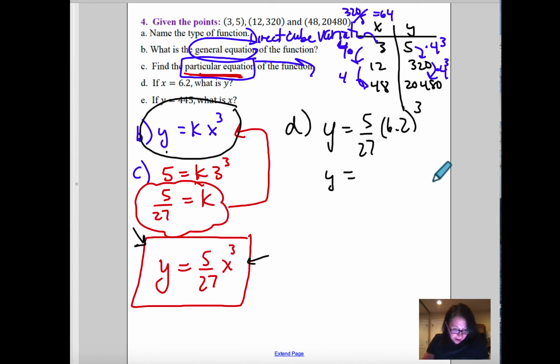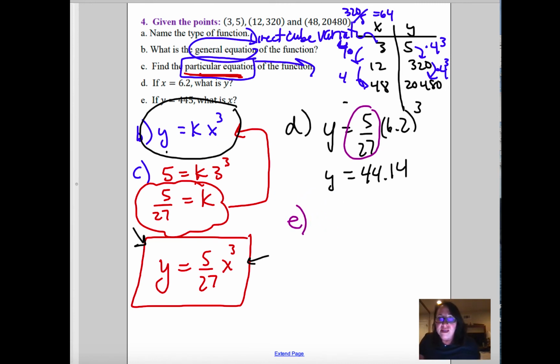Calculator is your friend. I think, what do I get? I did this already. I don't remember. I think I get 44.14. And yeah, I think on the other thing, what I did too was I made this into a decimal. You can totally do that. You don't have to, but you can.